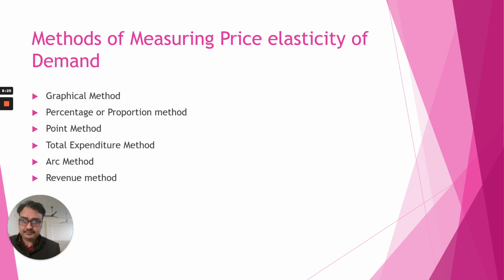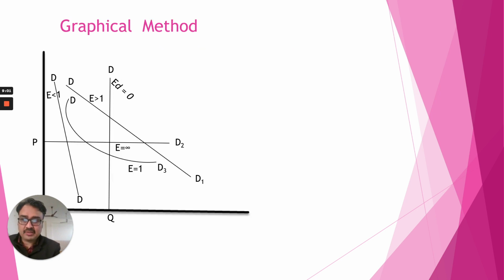Now we will discuss a very important topic, that is how to measure price elasticity of demand. There are basically 6 methods with the help of which we can measure the price elasticity of demand. I can name them: firstly, graphical method, percentage or proportion method, point method, total expenditure method, arc method, and revenue method. So one by one I will discuss all the methods. First of all, the graphical method.